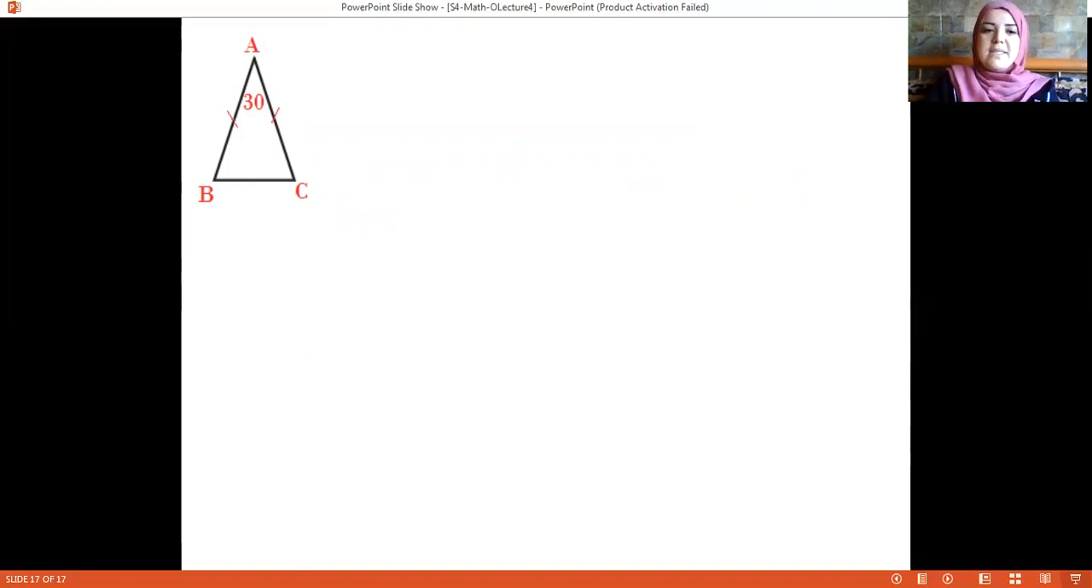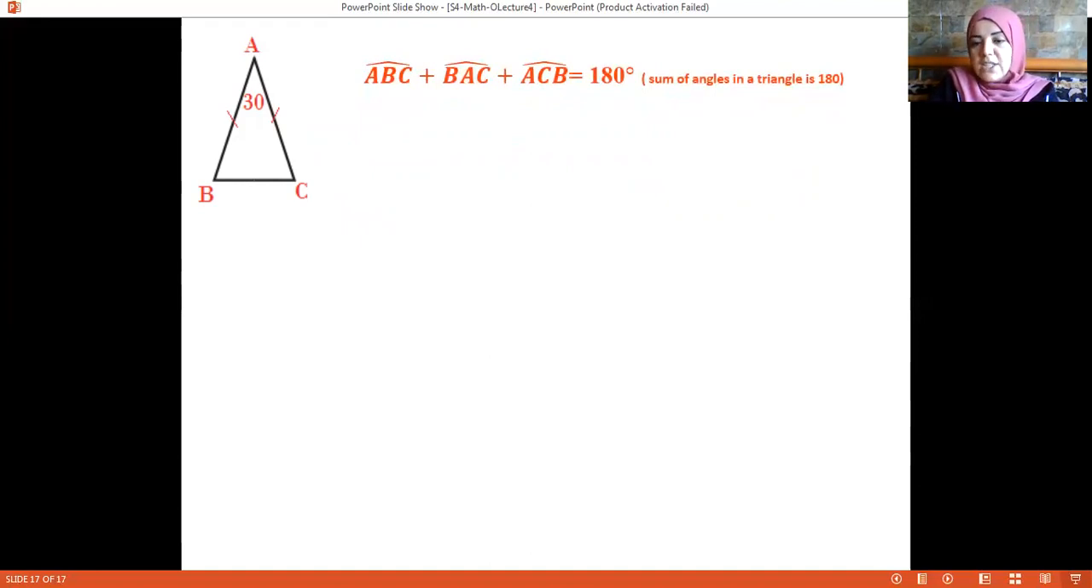Let us start step by step. So we are going to say that ABC plus BAC plus ACB equals 180, because the sum of angles in a triangle is 180. Now let us put the given. The only given that we have is that the angle BAC is 30.